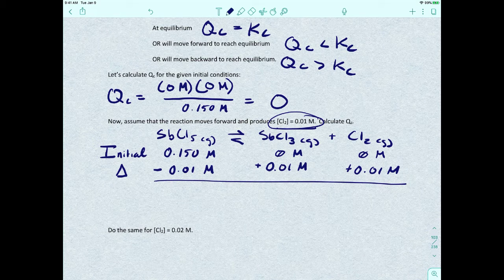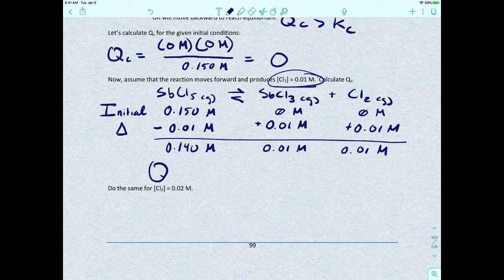So if I was to add up everything that we got here, the new concentration for SbCl5 would be 0.140 molar. The new concentration for SbCl3 should be 0.01 molar. Let me erase that and rewrite that. So the concentration for SbCl3 should be 0.01 molar, and the concentration for Cl2 should be 0.01 molar. So if we calculate the reaction quotient Qc for this, for SbCl3, the concentration would be 0.01 molar. The concentration of Cl2 would also be 0.01 molar. And then the concentration of SbCl5 would be 0.140 molar.